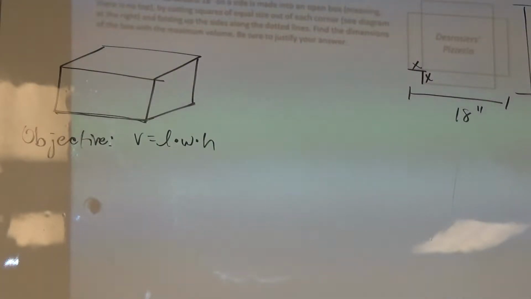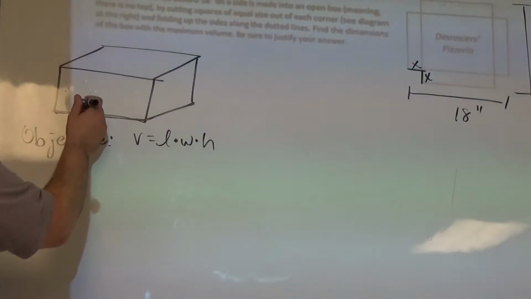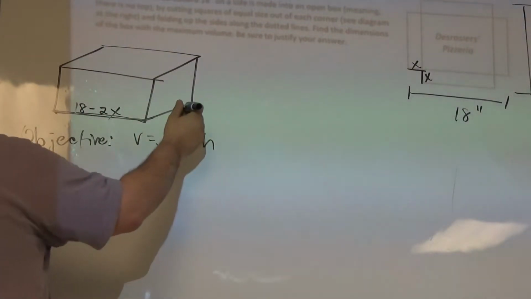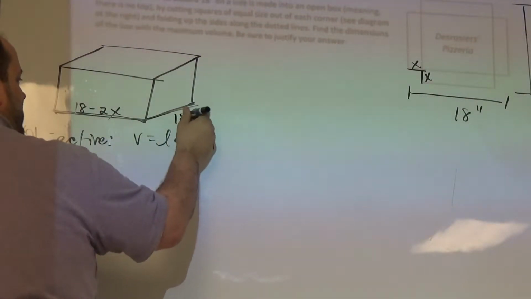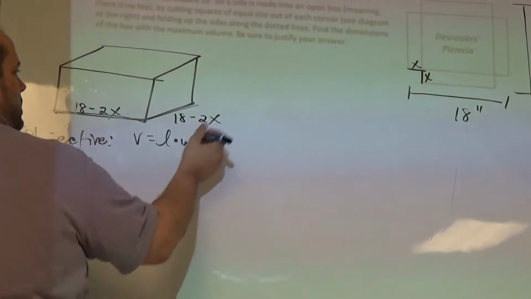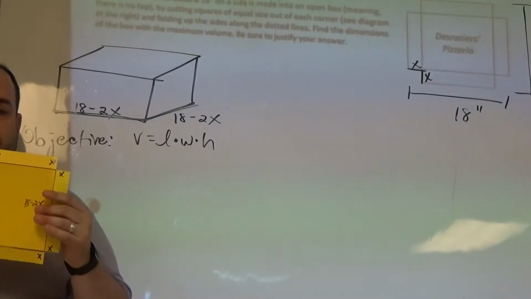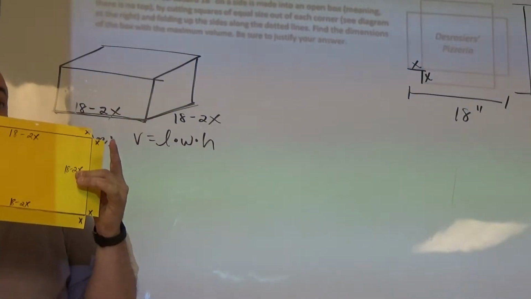Anthony, why 18 minus 2X? I'm taking out an X over here and I'm taking out an X over here. So that means that the length of my new box is 18 minus 2X. The width? 18 minus 2X, same, and how tall? X. Same. X. 18 minus 2X, 18 minus 2X.